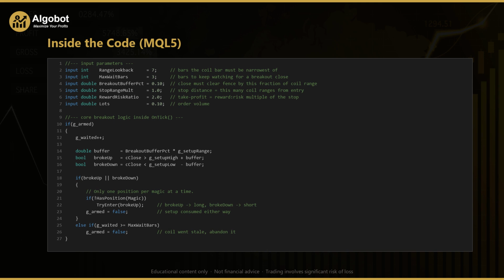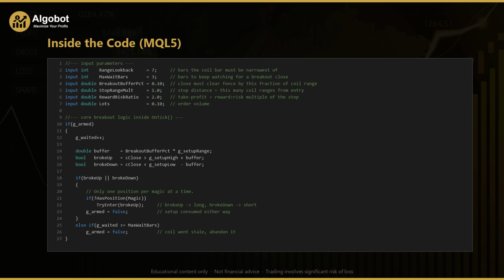When a setup is armed, the code increments a wait counter, then calculates the buffer as the buffer percentage times the coil range. It builds two booleans. BrokeUp is true when the completed bar's close is above the setup high plus the buffer, and BrokeDown is true when the close is below the setup low minus the buffer.